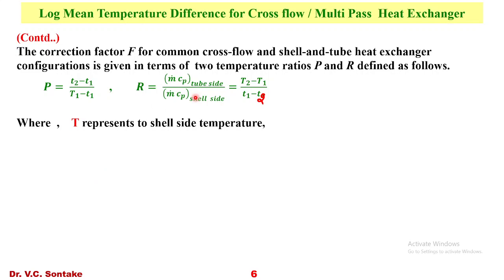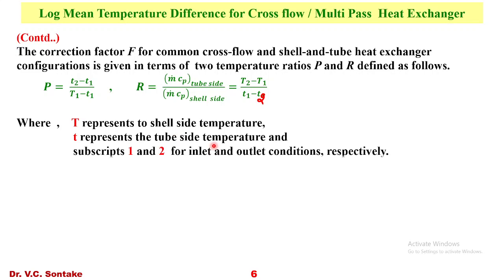Now, in the above two expressions, capital T represents the temperature of the fluid flowing through the shell side, and small t represents the temperature of the fluid flowing through the tube side. And subscripts 1 and 2 represent the inlet and outlet of the heat exchanger respectively.